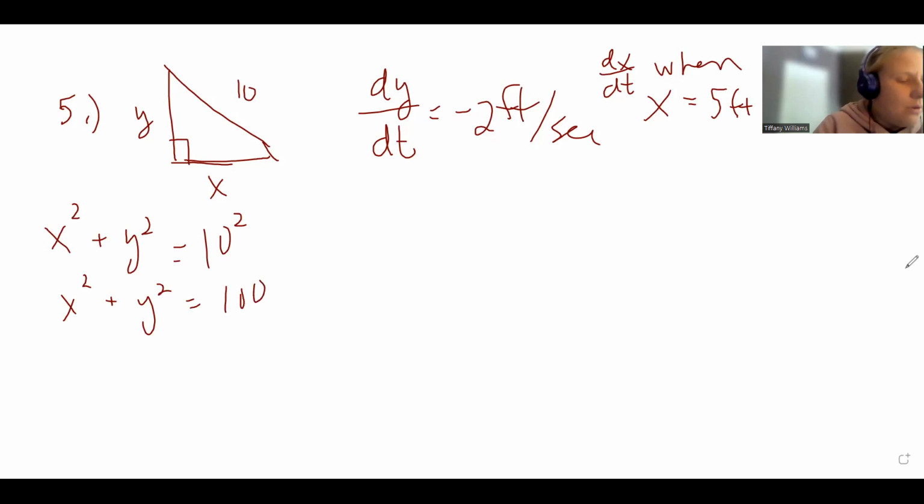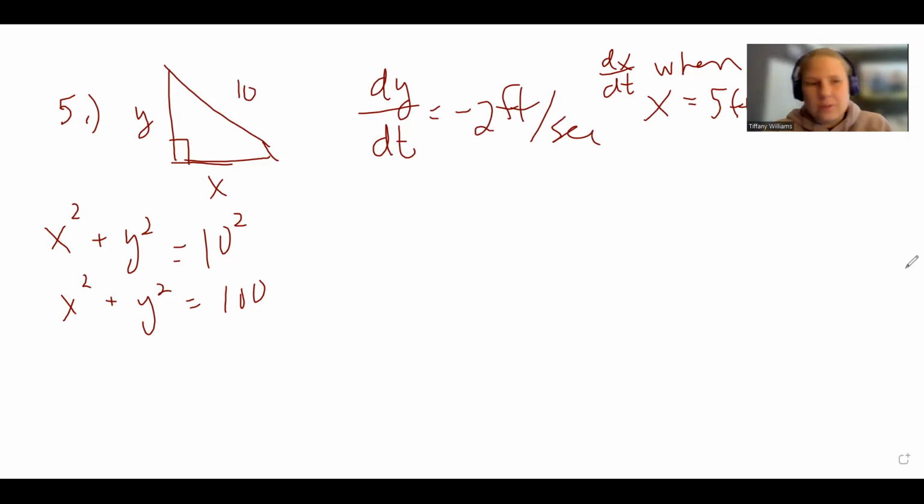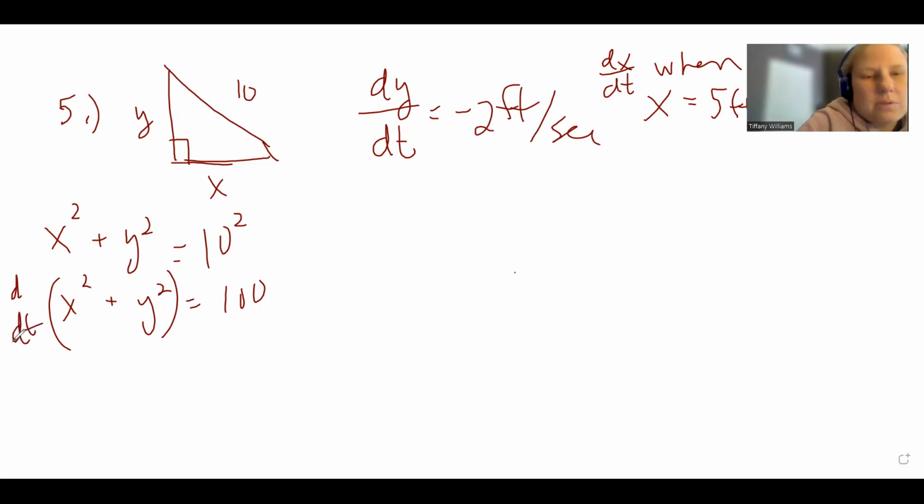And what I want to do is take the derivative of both sides with respect to t. Now, if you wanted to, you could move things around before you start. It doesn't really make any difference. So I'm just going to take the derivative of both sides. So I'm going to do d/dt of x squared plus y squared, and d/dt of 100.